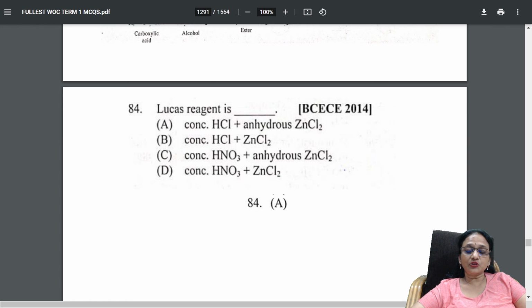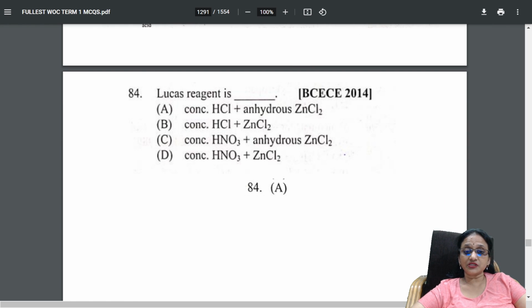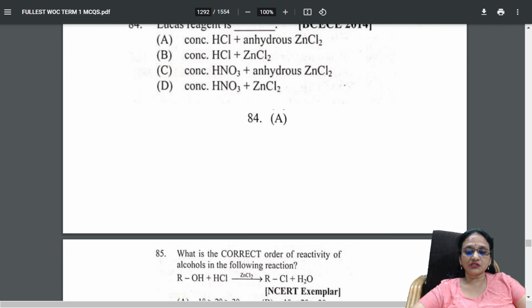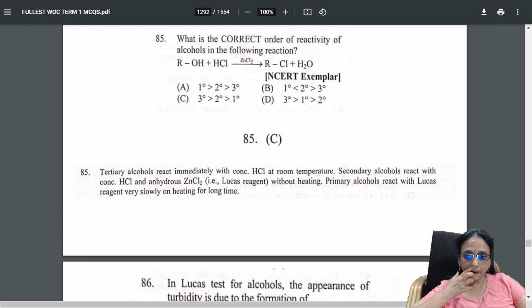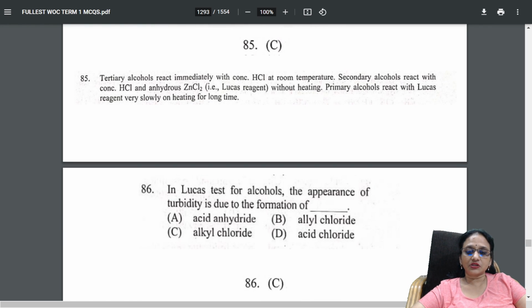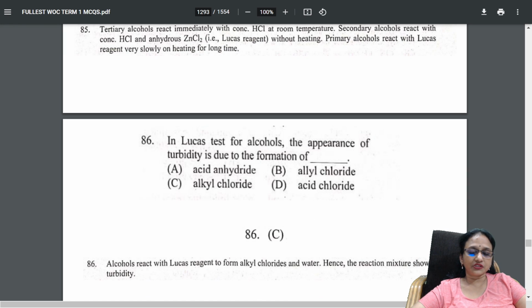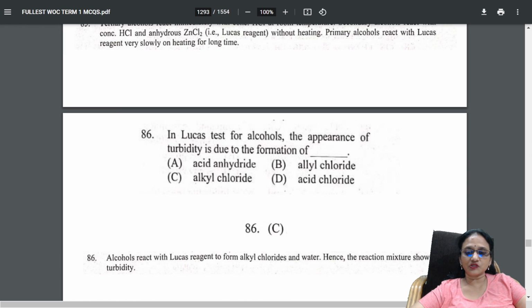All right. Now, Lucas reagent. It is a test used to differentiate primary, secondary, and tertiary alcohols. What is the reagent? What are the products formed? All right. What is the Lucas test for this? All right. For alcohols, what are we using to convert?